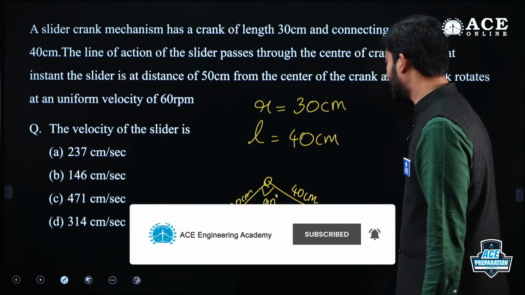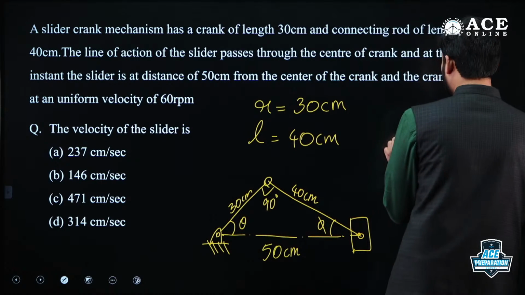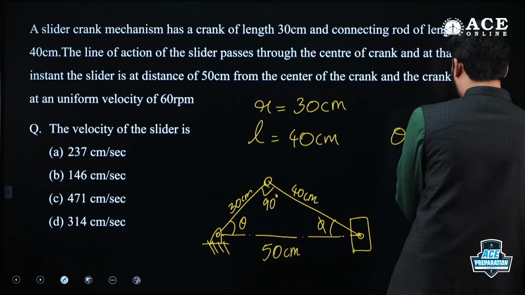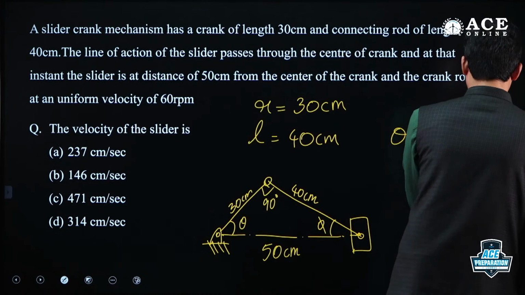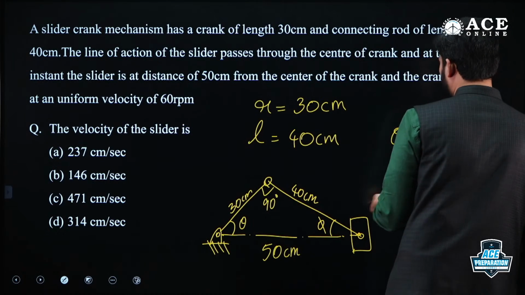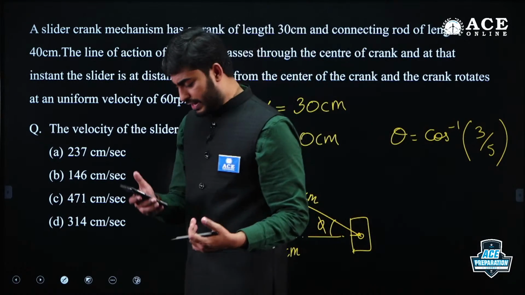What is the theta value, guys? Theta is equal to cos inverse of 3 by 5. Theta is equal to cos inverse of 0.6. 0.6 means that has to be 36.